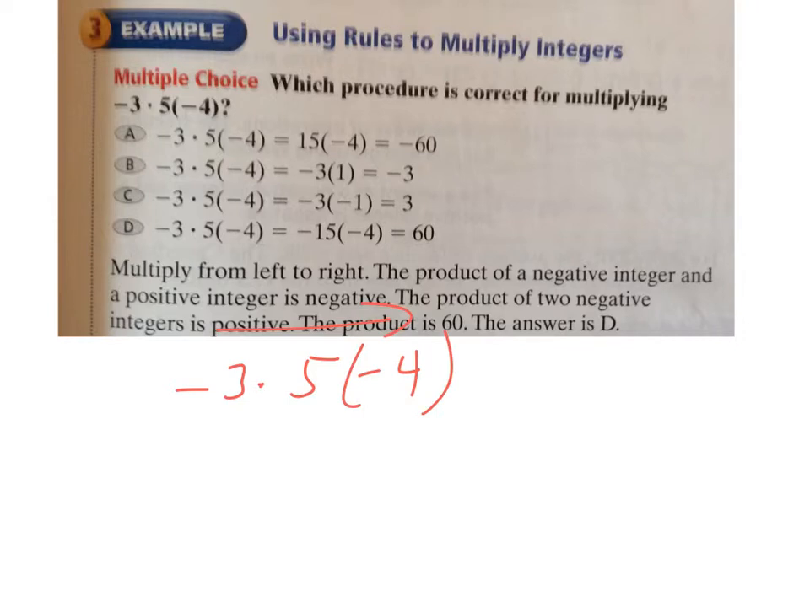So, negative 3 times 5, one of each, right? So it's going to be a negative. 3 times 5 is 15. Bring down that negative 4. Now then, I have same sign, so it's going to be positive. 15 times 4 is 60. That's where that came from.